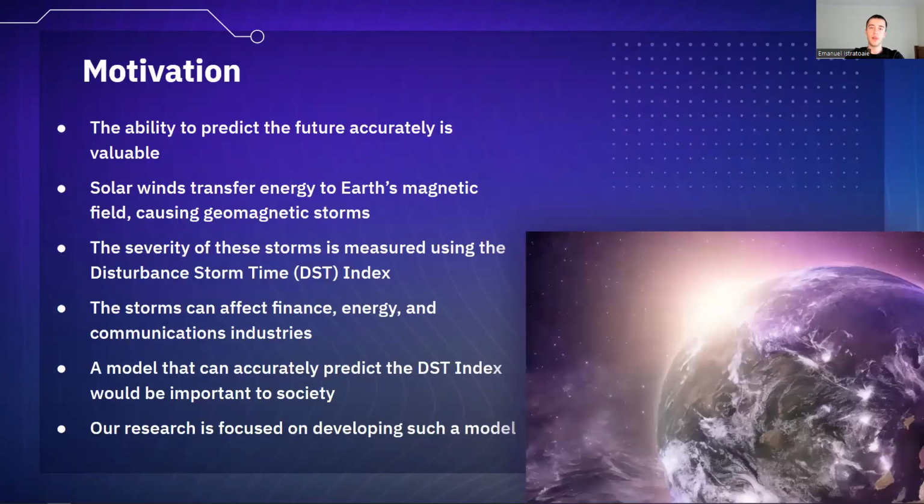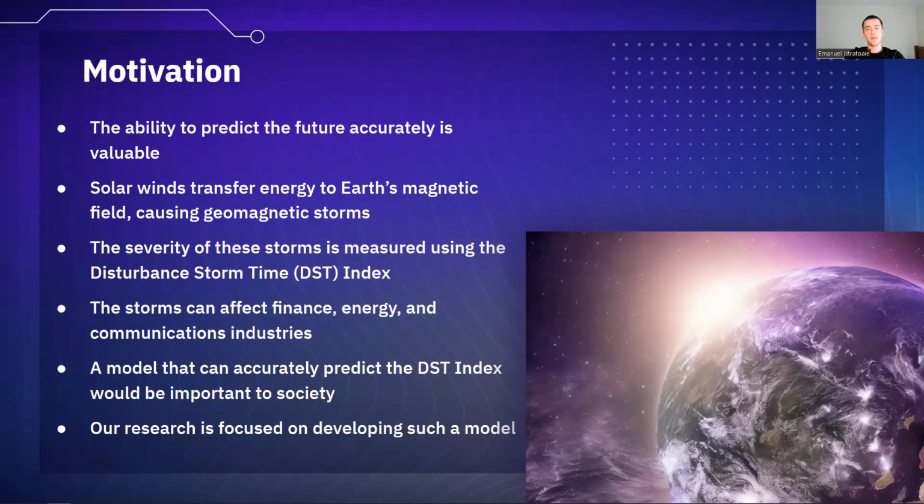Throughout history, the ability to predict the future has been desired by many, but attained by few. This ability has been valued because it allows the individual to minimize risk, improve decision-making, and gain a competitive advantage. Among all the important data that can be forecasted, such as temperature and stock prices, lays the Disturbance Storm Time Index, also known as the DST Index.